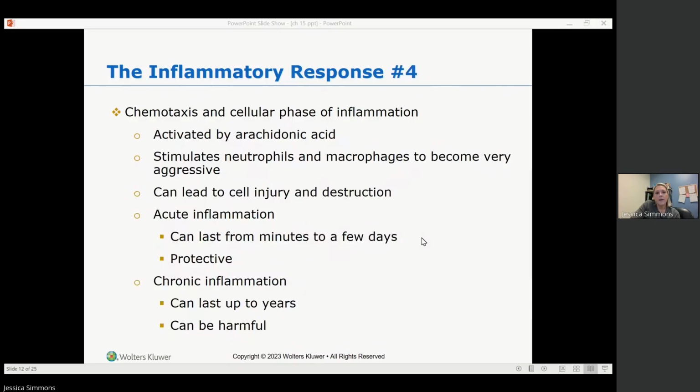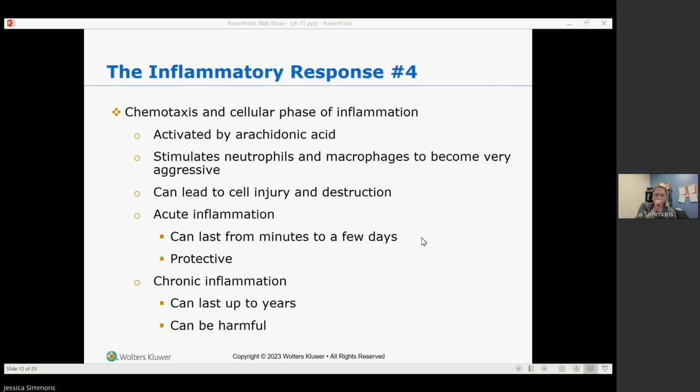Chemotaxis and the cellular phase of inflammation are activated by arachidonic acid. It stimulates neutrophils and macrophages to become very aggressive. So it's automatically in, I'm going to fight off this infection. This can lead to cell injury and destruction.